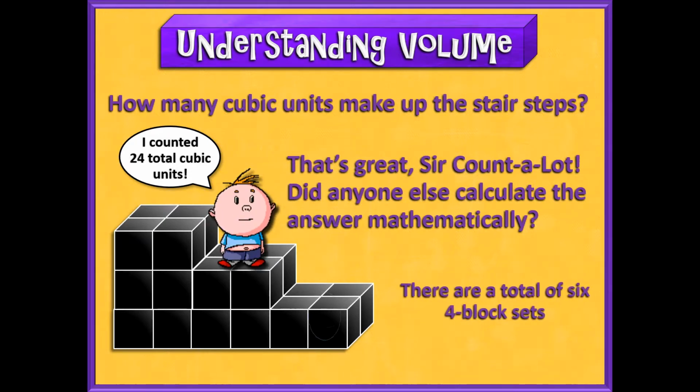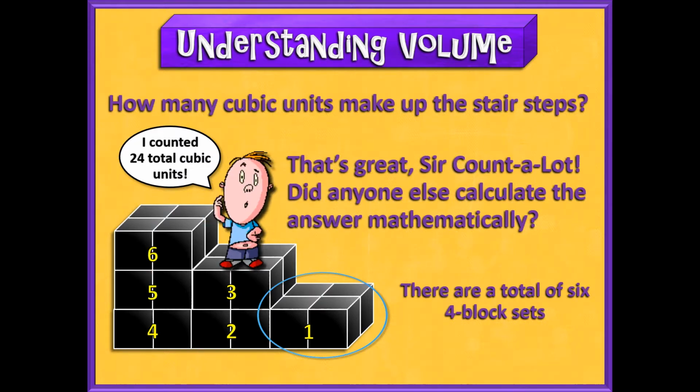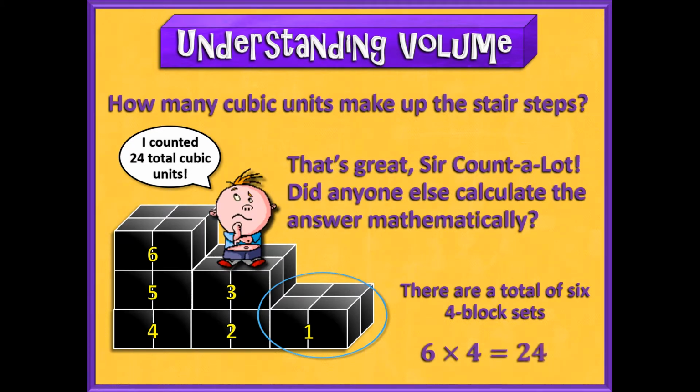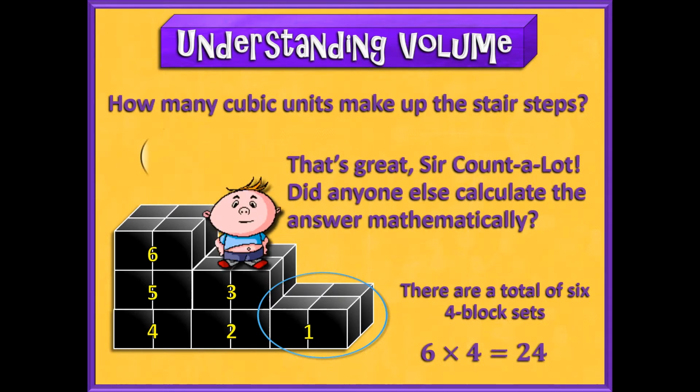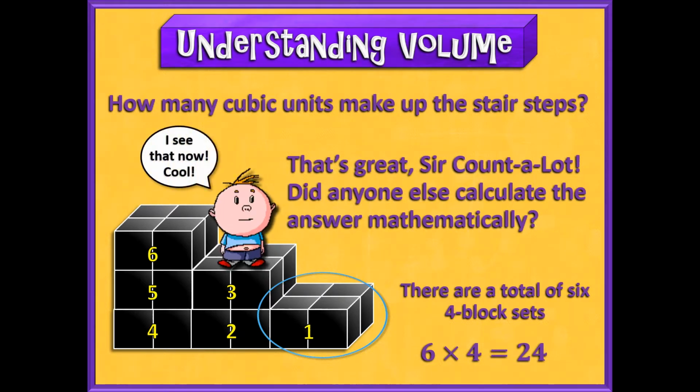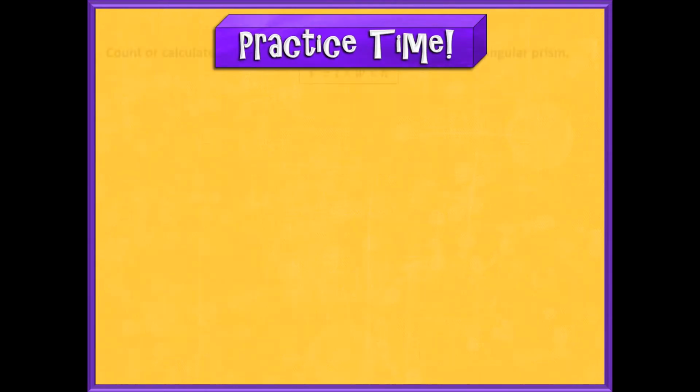There are a total of 6 four-block sets. Did you guys see that? There's 4 of them: 1, 2, 3, and 4. 6 times 4 is 24. I see that now. Cool, says Sparky.